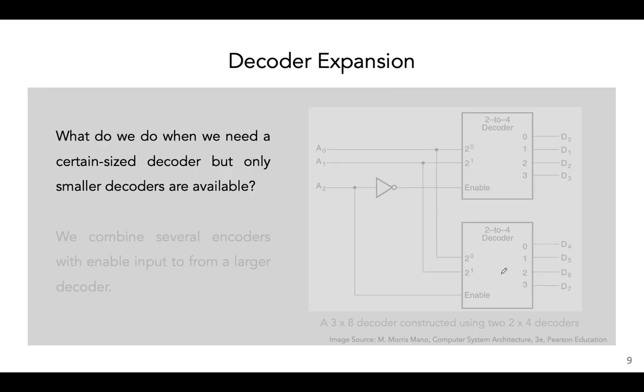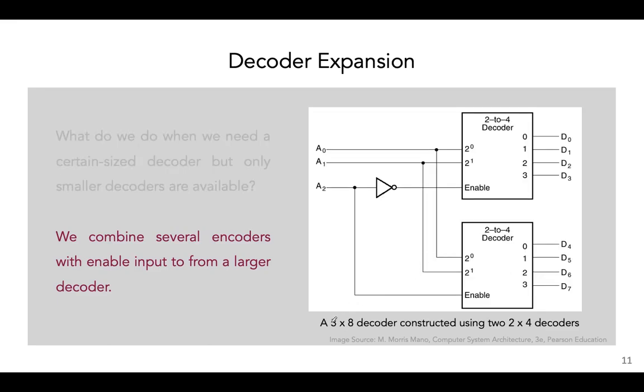Now, here's an interesting thing you can do with decoders. What if we need a certain sized decoder for a specific circuit, but we only have smaller decoders available? So what if we needed a 3 to 8 decoder, but we only have 2 to 4 decoders? You can actually combine several small sized decoders to generate larger decoders. Here is an illustration. Here we have designed, using two 2 to 4 decoders, a 3 to 8 decoder. And let's see how we've done this.